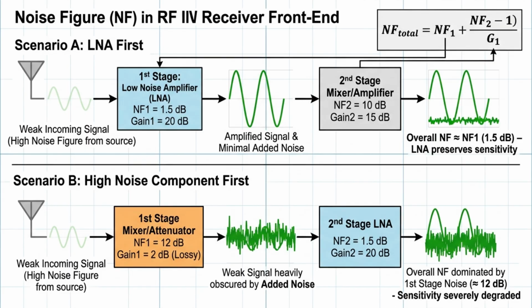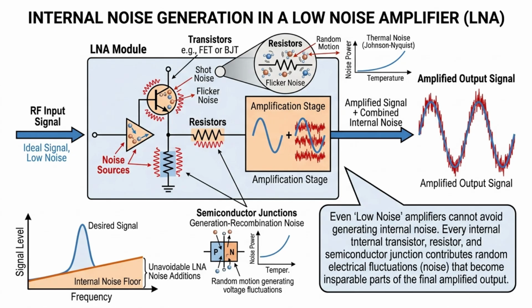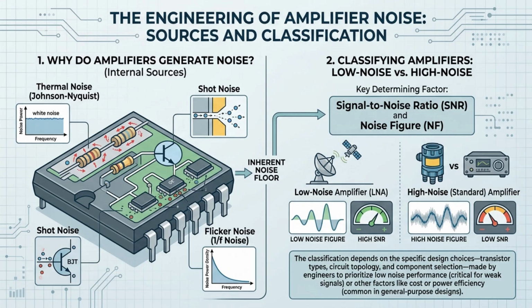In the previous lesson, we learned that the first amplifier in an RF receiver has the greatest influence on the overall noise figure. This is why low-noise amplifiers are placed immediately after the antenna to preserve receiver sensitivity. However, even the best low-noise amplifier cannot avoid generating noise. Every transistor, resistor, and semiconductor junction inside the amplifier contributes small random fluctuations that become part of the amplified output. This raises an important engineering question. Why do amplifiers generate noise, and what determines whether an amplifier is considered low noise or high noise?